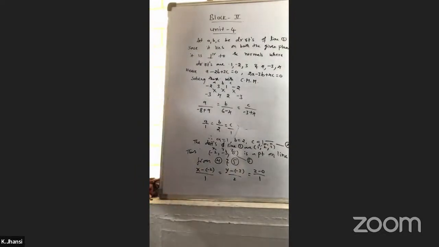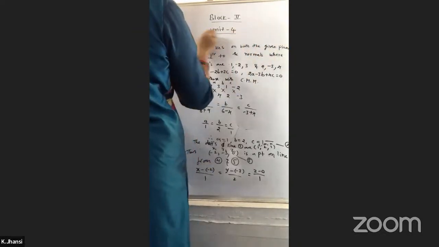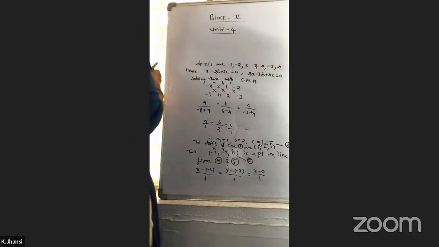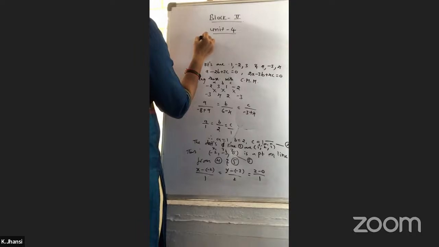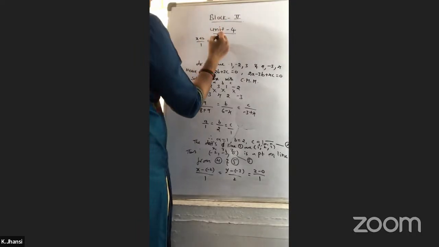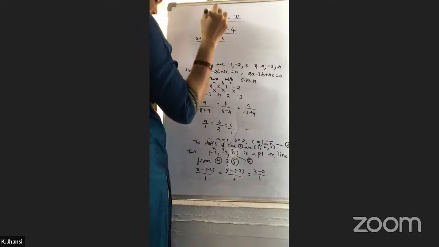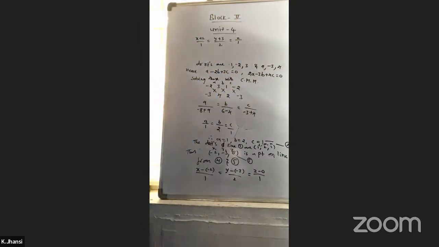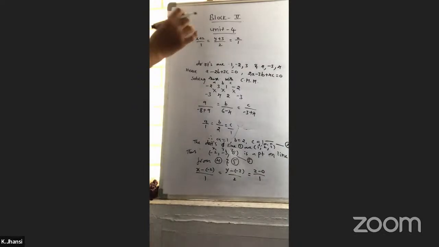If you simplify this, we will get x minus of minus, which means plus 2, is equal to y plus 3 by 2, equal to z by 1. This is the equation of the line in symmetrical form. You may not remember those sentences, but the procedure is this one.